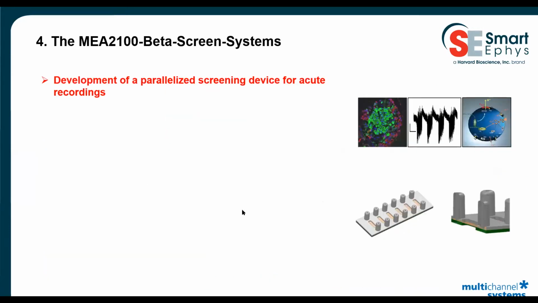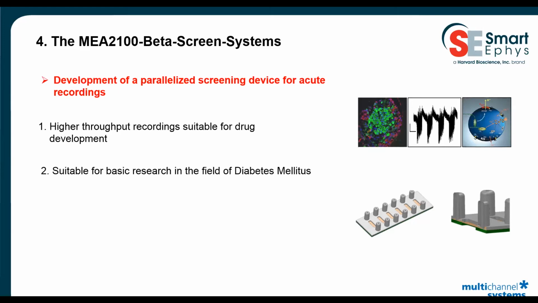And in the next part of the talk, I will discuss the MEA 2100 beta screen system. And the aim was here to develop a parallelized screening device for acute recordings, to obtain higher throughput recordings, which are also suitable for drug development, but also suitable for basic research in the field of diabetes mellitus. And it could be also used in the future as a quality control system prior to islet cell transplantation, for example.